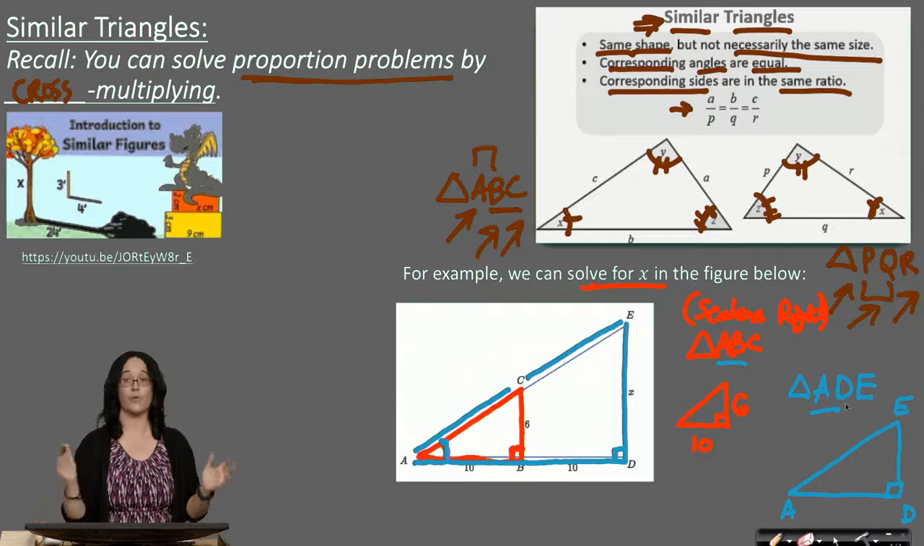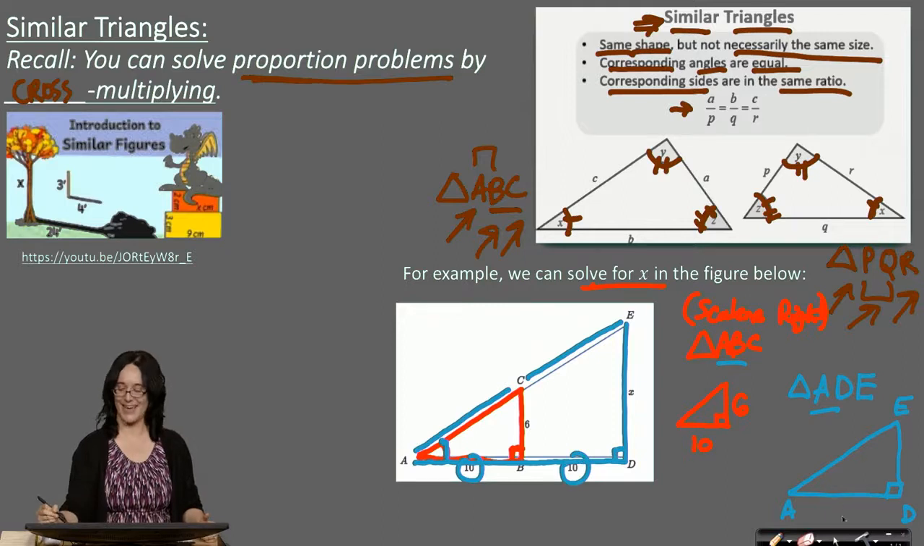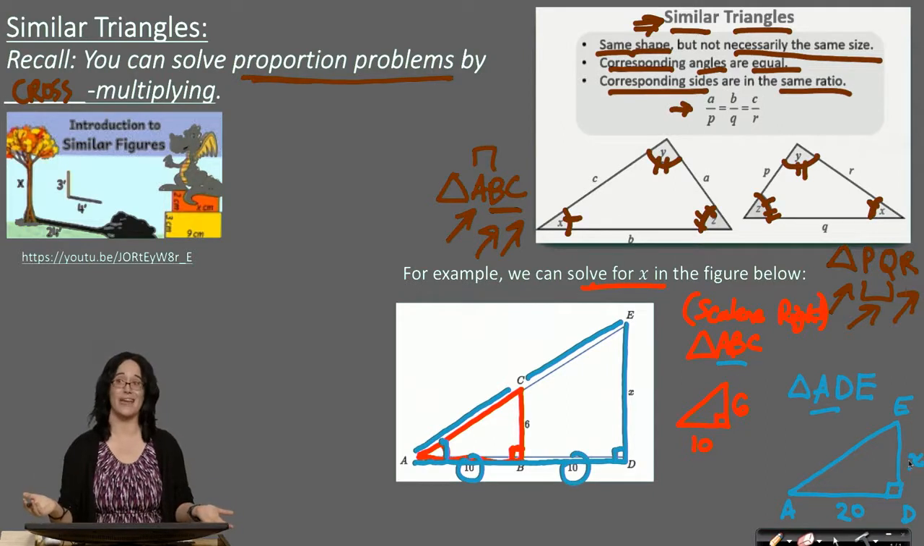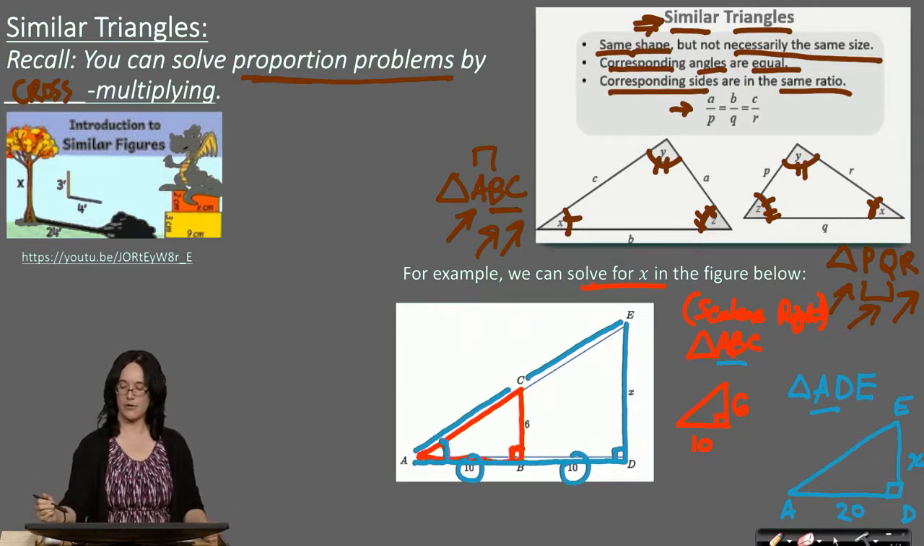Now, do we know the total length from A to D in this case? Well, yeah. If I take 10 plus 10, what do I get? I get 20. So I have that length known to me. I also know from D to E is x units. Okay, we don't know what x is yet, but we do know it's x units. And notice that E to D, that segment, corresponds with C to B. So C to B, E to D, those are corresponding sides.